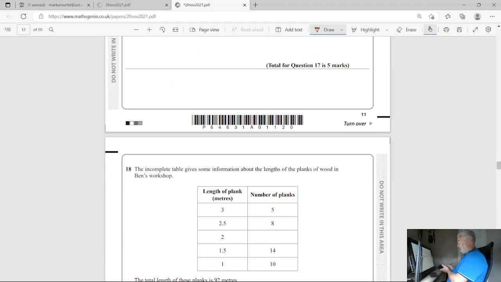Question 18. The incomplete table gives some information about the lengths of the planks of wood in Ben's workshop.